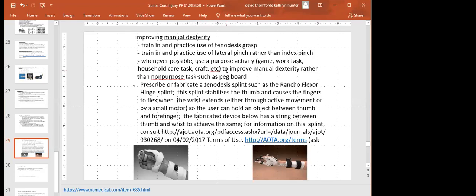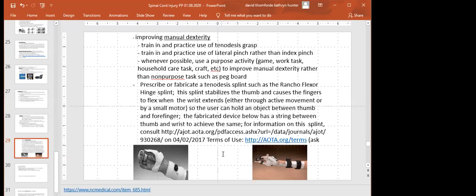If you can have them do a household care task, such as sorting silverware, doing a craft activity, anything like this to improve manual dexterity is better than a non-purposeful activity such as a pegboard. And again, if you are using a pegboard, you can make it a bit purposeful by having them copy a pattern with colored pegs. That's involving something other than just the rote activity of picking up and putting down pegs.